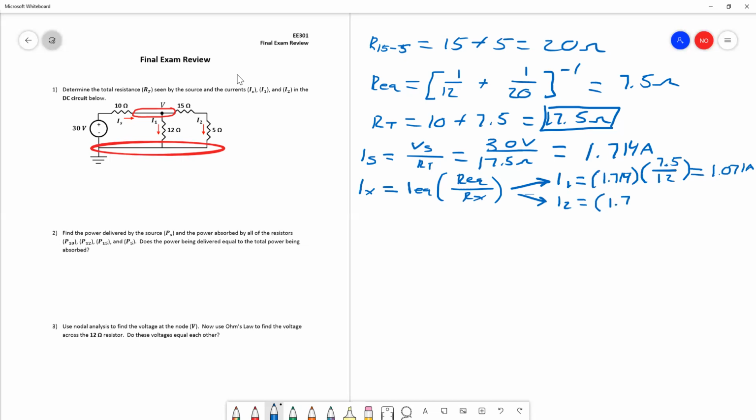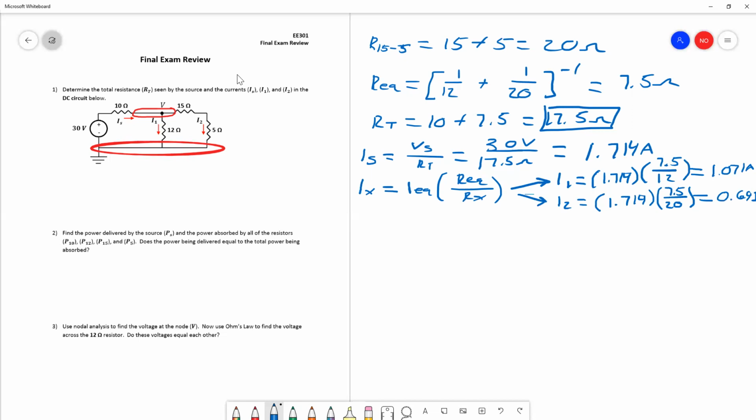Solving for current 2, we have the same source current, the same equivalent resistance of the parallel network, and then on the bottom, we have 20, which is a combination of the 15 and the 5 ohm resistors that are in series that make up that branch. And that gives us 0.643 amps. And those are our answers.